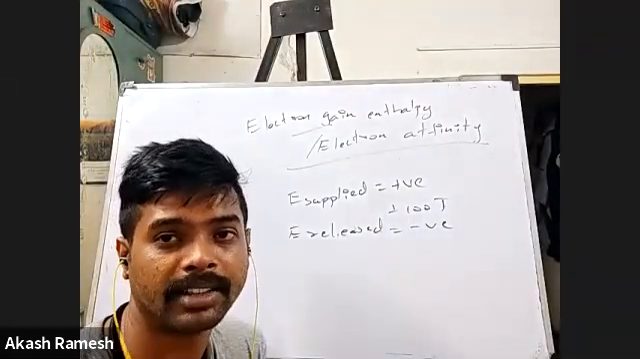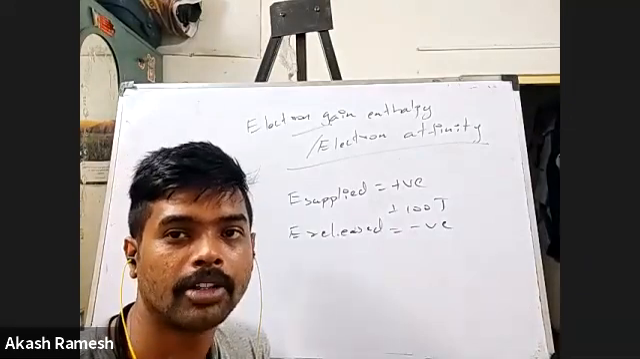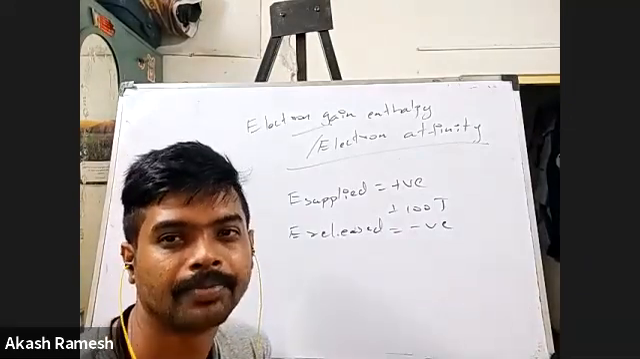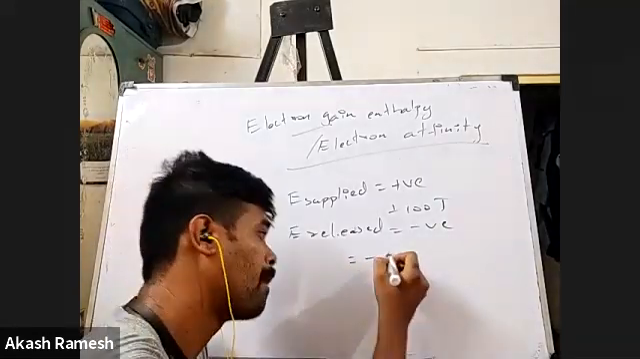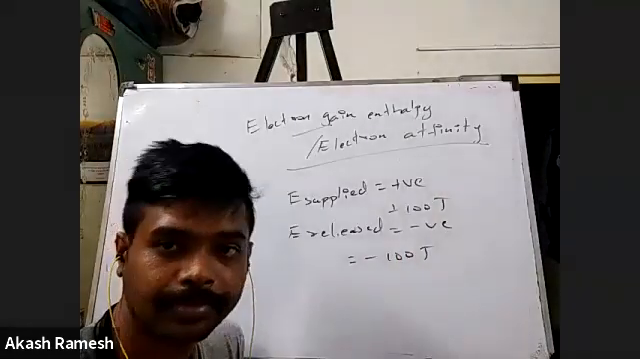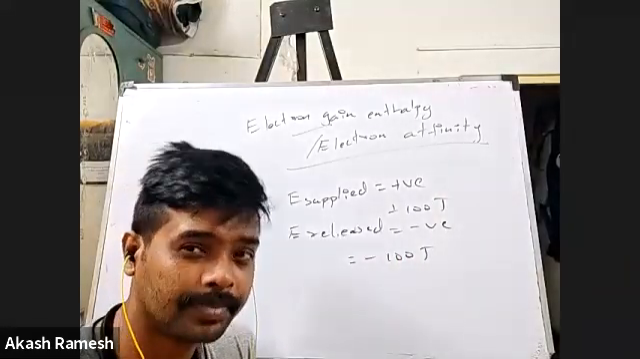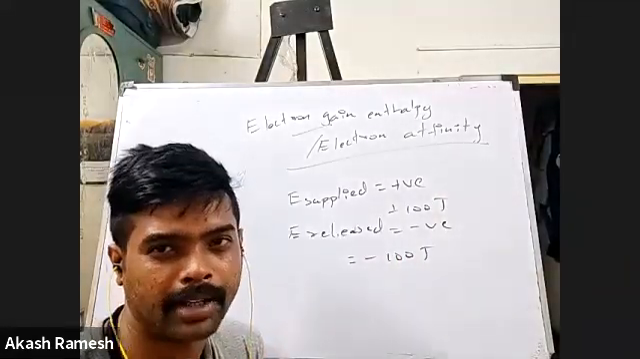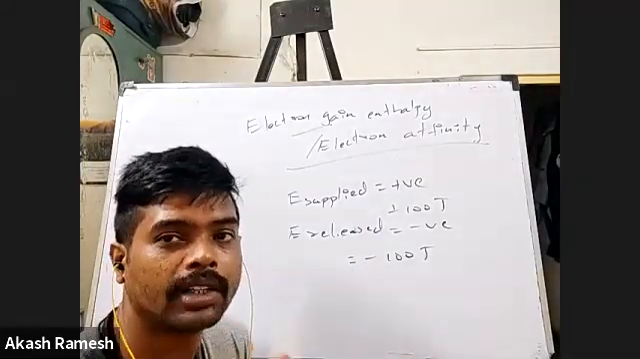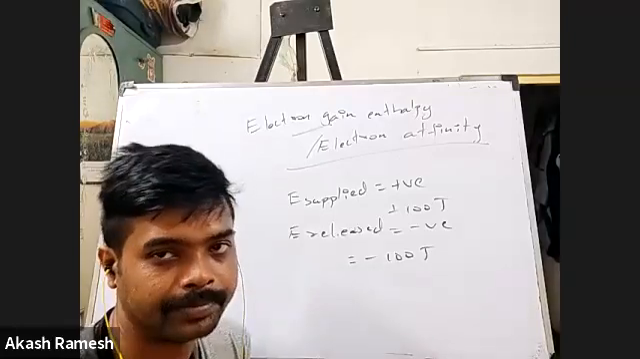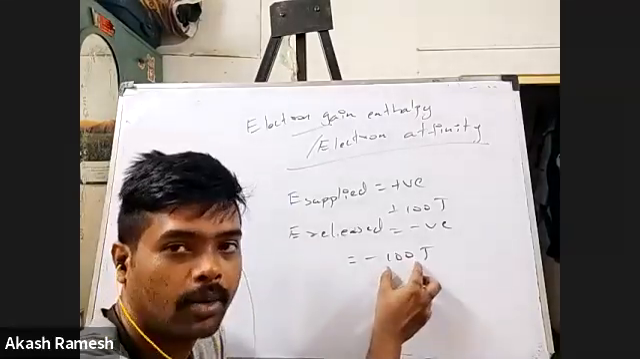So for example, if during a process some 100 joules of energy was released, for mathematical purposes I will be using that energy value as minus 100 joules. So the magnitude is what matters. The sign is just indicating whether the energy is released or absorbed.